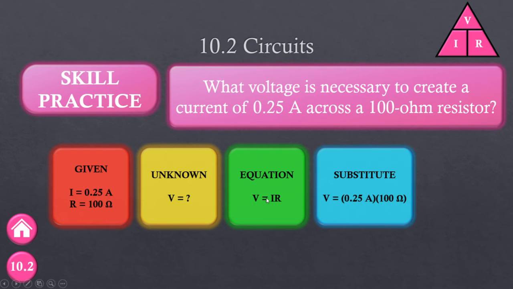Next, we substitute. We replace I with 0.25 amperes and we replace R with 100 ohms. And then you can do this in your head or in a calculator. 0.25 times 100 is going to be 25. And the unit for voltage is the volt. So that makes sense at least.